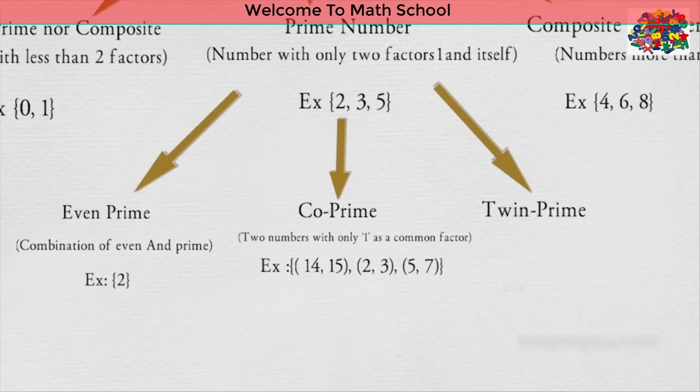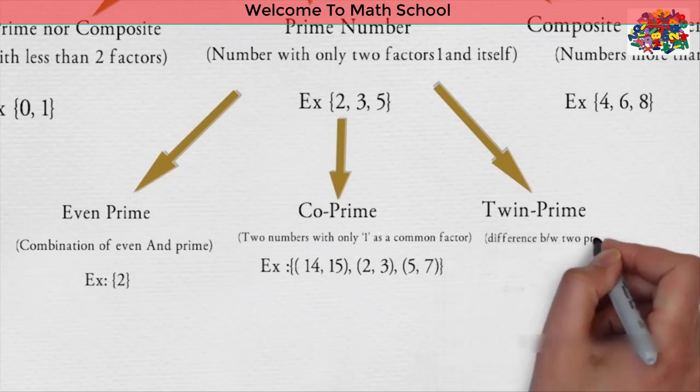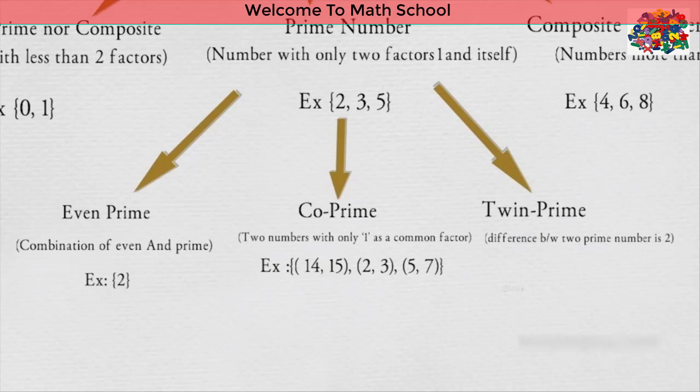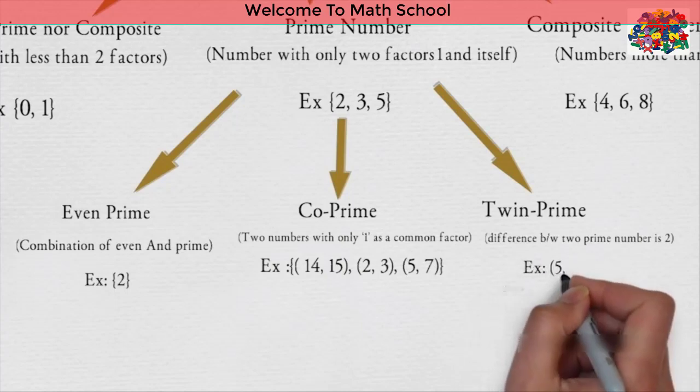Twin prime. Two numbers have to be prime numbers and the difference between those two numbers is 2. Then we call such numbers twin prime numbers, like 5 and 7.